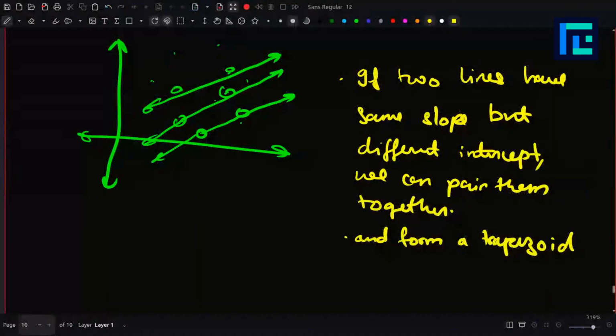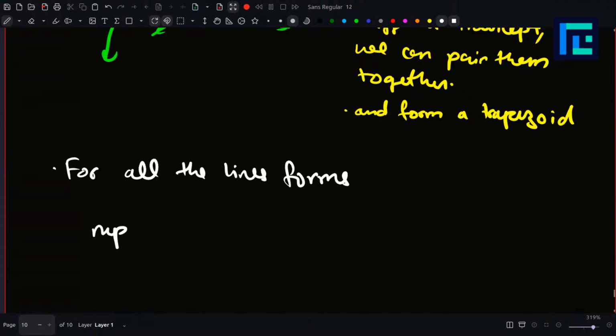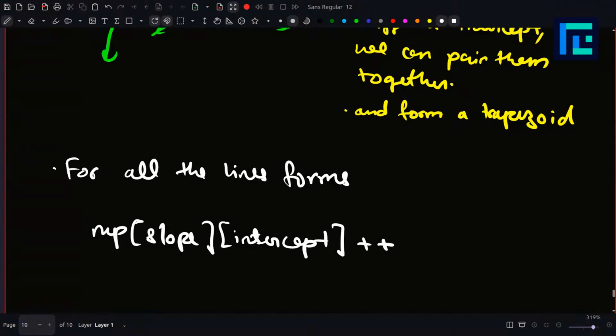All right. So basically what we're going to do is, for all the lines formed, we'll do a map of slope, and we can have a double map, slope and intercept in our map. Otherwise we can have a map from slope to intercept, but for our purpose, this will be better. Intercept plus plus. So for this specific slope and this specific intercept, there is one more line.